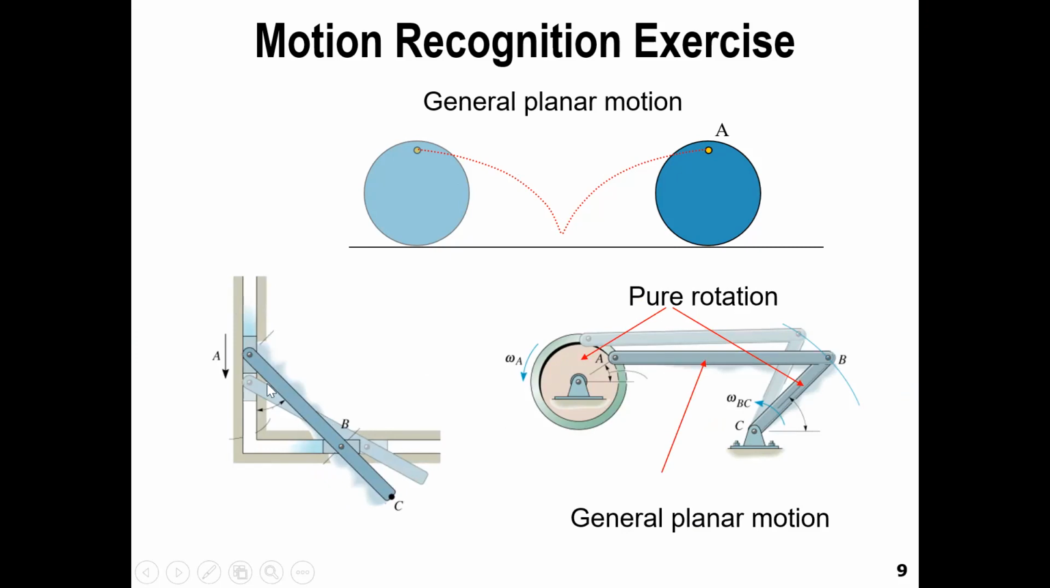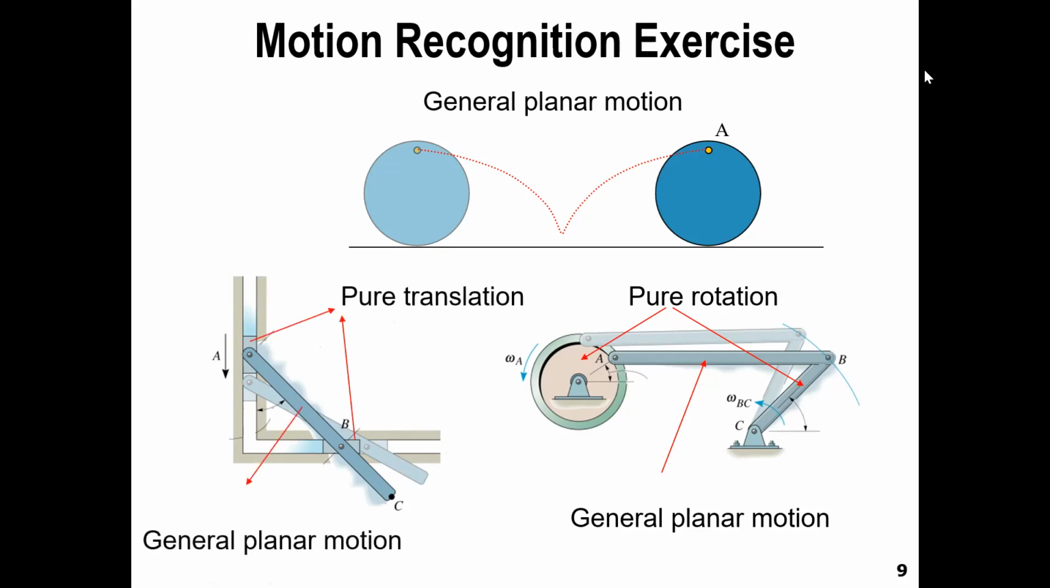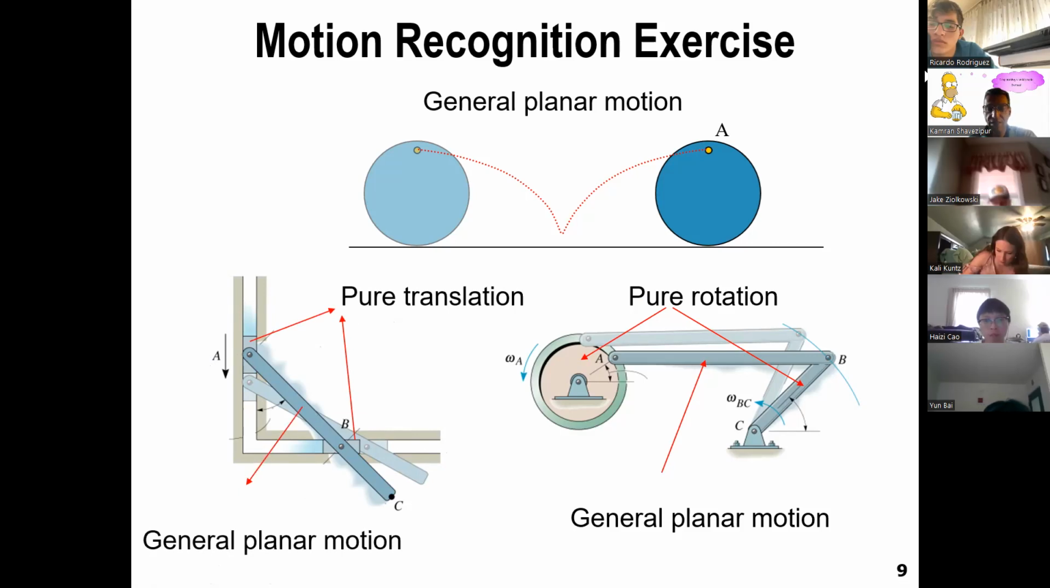In this system, you have link ABC, which has general motion. Slider A, obviously translation, vertical, linear. Slider B, translation, horizontal, linear. So you have 2 translational motions and 1 general motion. So this gives you examples of what we mean when we talk about translation, rotation, or general motion. Any question?